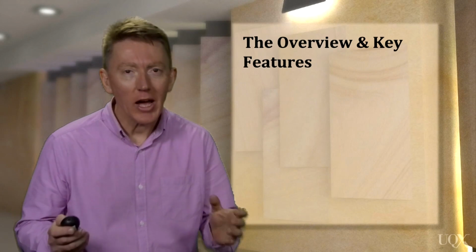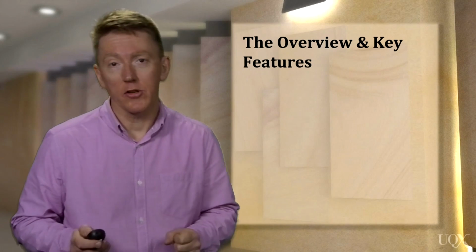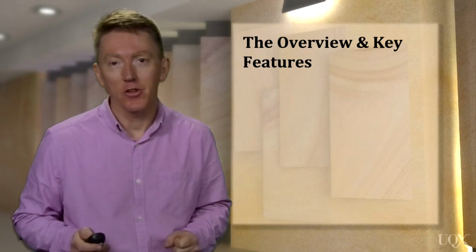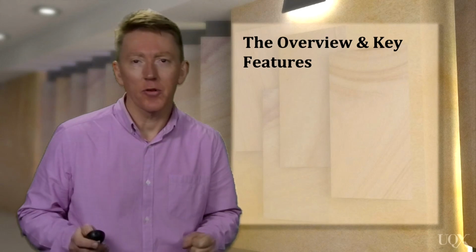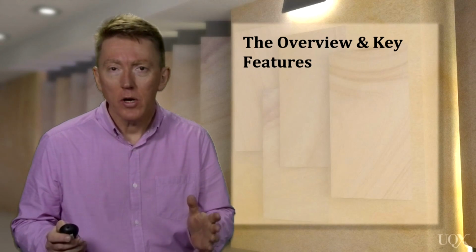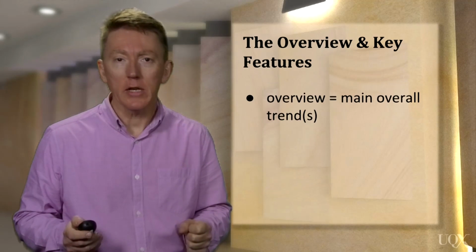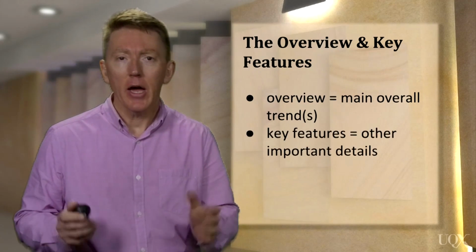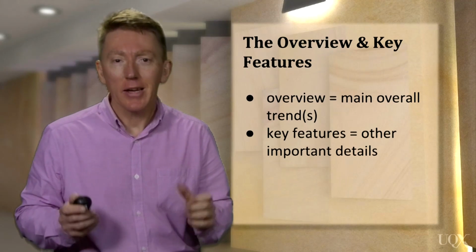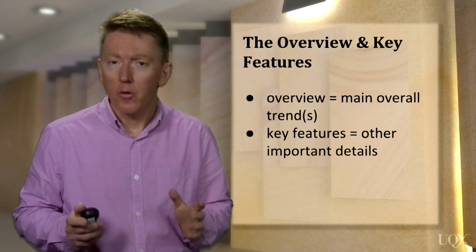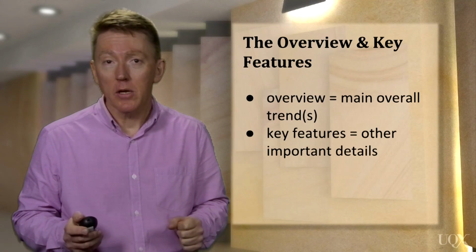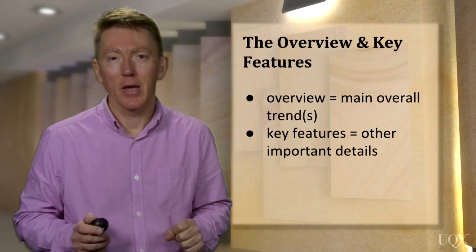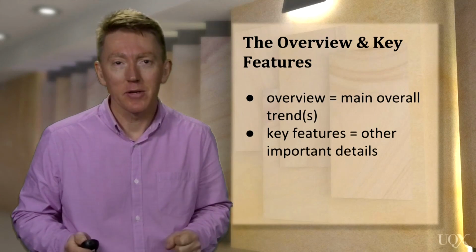Now, we need to analyse the table in more detail in order to identify the overview and the key features. How are these different? The overview is the main overall trend or trends, while the key features are the other important details contained within the visual. Remember, in Task 1, you do not need to describe every tiny detail. Let's look again at the table.